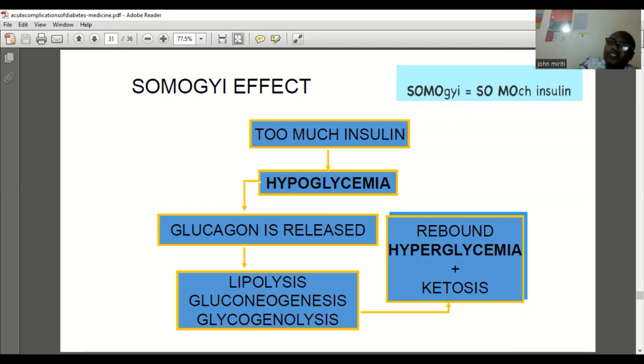There is too much insulin, resulting in hypoglycemia, and then resulting in what? Glucagon release in our body. And this results in lipolysis, the breakdown of lipids, gluconeogenesis in the liver, and glycogenolysis, the breakdown of glycogen. This results in rebound hyperglycemia and ketones, and this results in ketosis. So that is what is called the Somogyi effect.